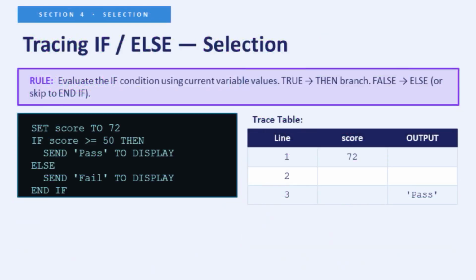Now let's add some difficulty. What happens when there's an if statement inside the code? This is where students panic and where you're going to stay completely calm. Here's the rule. When you reach an if, you evaluate the condition using the current values of the variables. If the condition is true, you follow the then branch. If it's false, you skip to else, or if there's no else, you skip to end if.